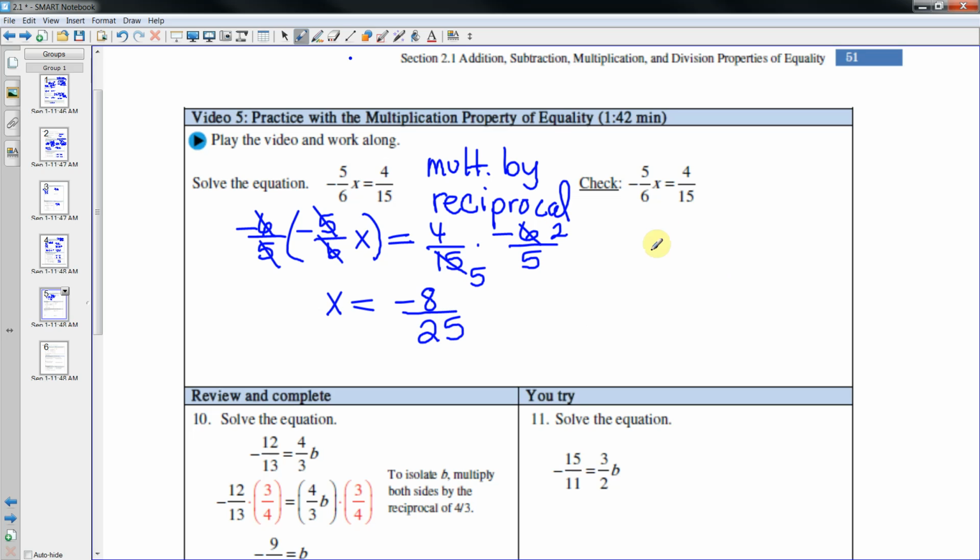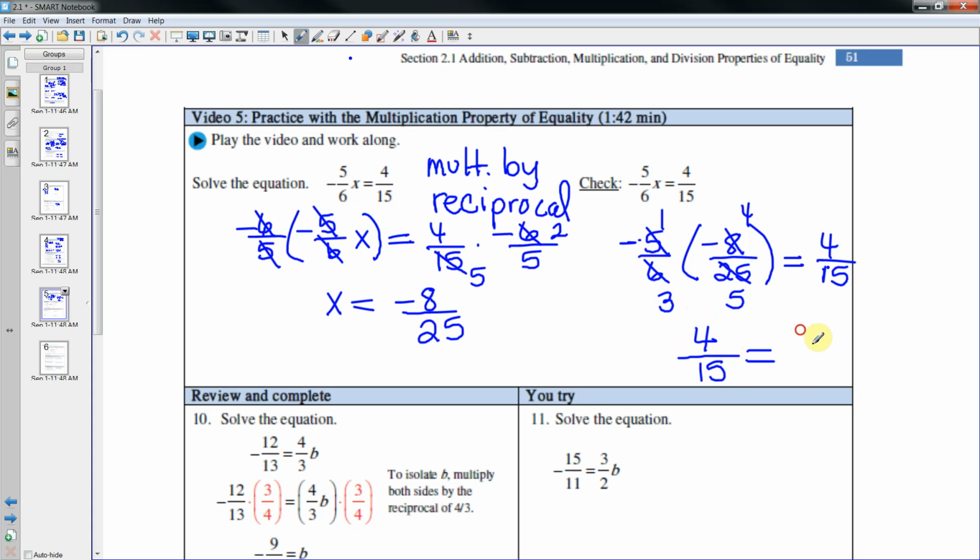Now if I want to come over here and check that, I'm going to have negative 5 over 6 times negative 8 over 25. We're going to see if that equals 4 over 15 when we do our cross canceling. 5 goes into itself one time, 5 goes into 25 5 times. On 6 and 8, 2 goes into 6 3 times, 2 goes into 8 4 times. Negative 1 times negative 4 gives me positive 4. 3 times 5 gives me 15, and you can see I end up with what I'm looking for, 4 over 15. So I know that my answer, negative 8 over 25, is correct.